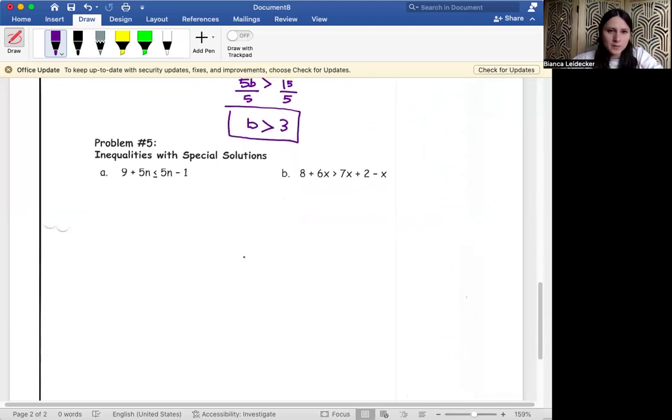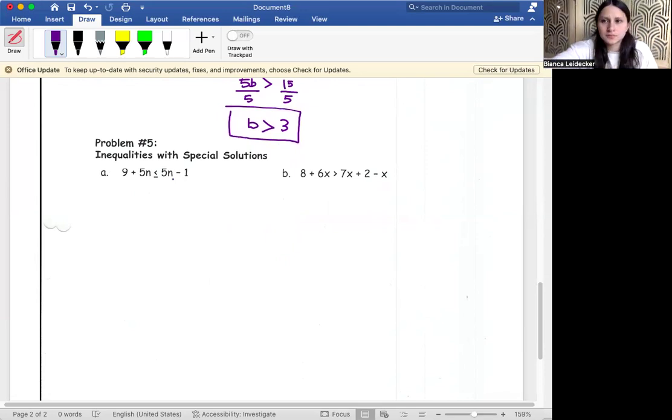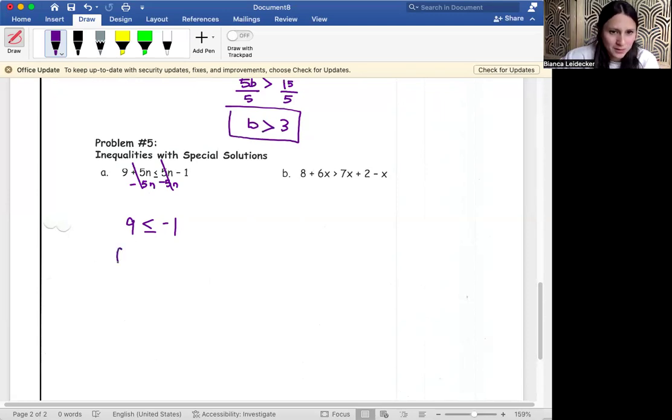What happens when we have some special situations? So let's take a look at what happens here. These are special solutions. If I were to combine my like terms with my variables, let me subtract 5n on both sides. Quickly, I realize if I subtract 5n on both sides, I have a weird number sentence. It says 9 is less than or equal to -1. Now, this is not a true statement because we all know that 9 is not the same thing as -1, nor is it less than -1. So this is a false statement.